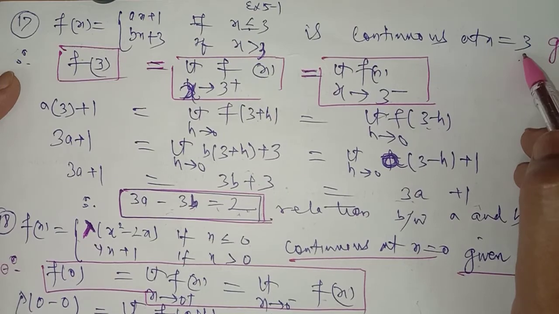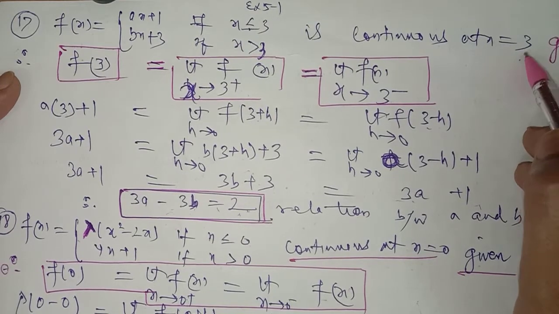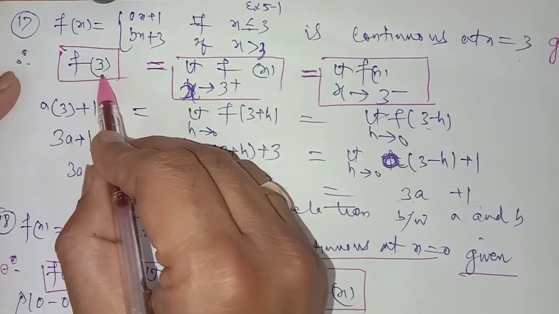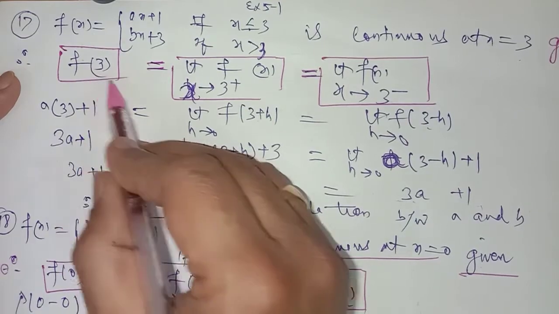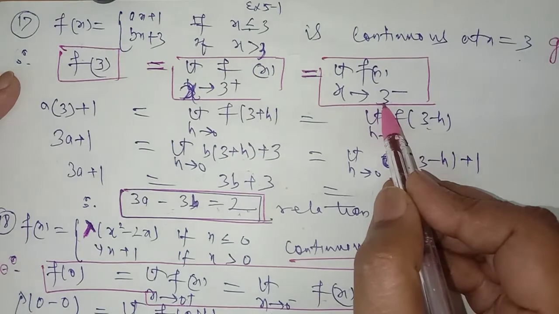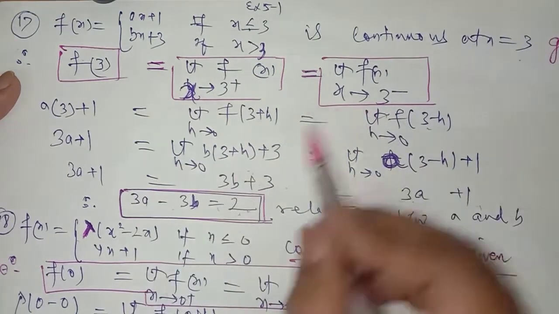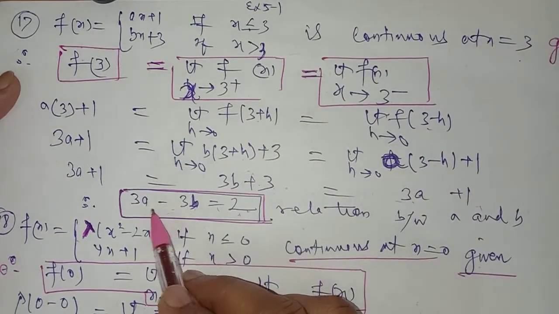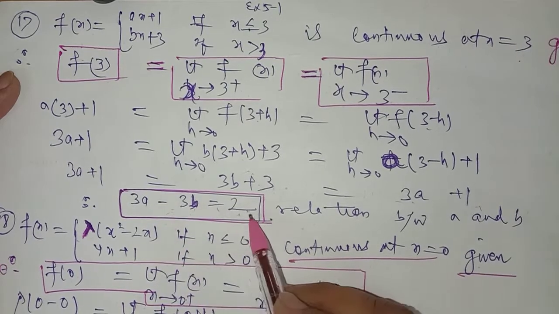I am repeating it again. When the function is continuous at x equal to 3, then the value of the function at 3, the right hand limit at 3 is equal to the left hand limit at 3. So by doing this, we have obtained the relationship between a and b, which comes out to be a - b is equal to 2/3.